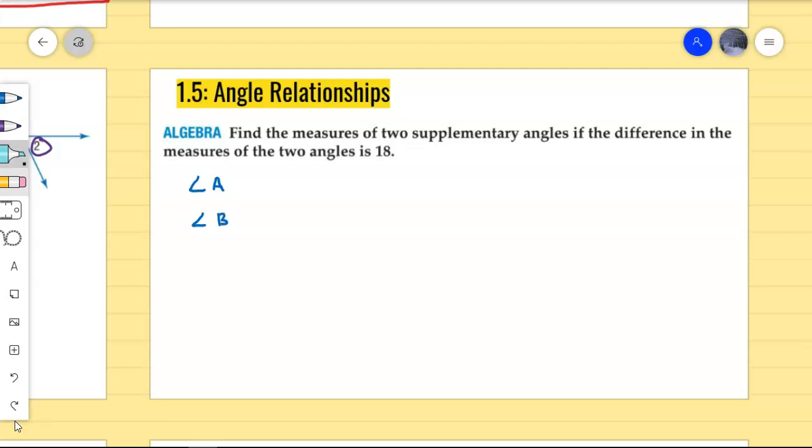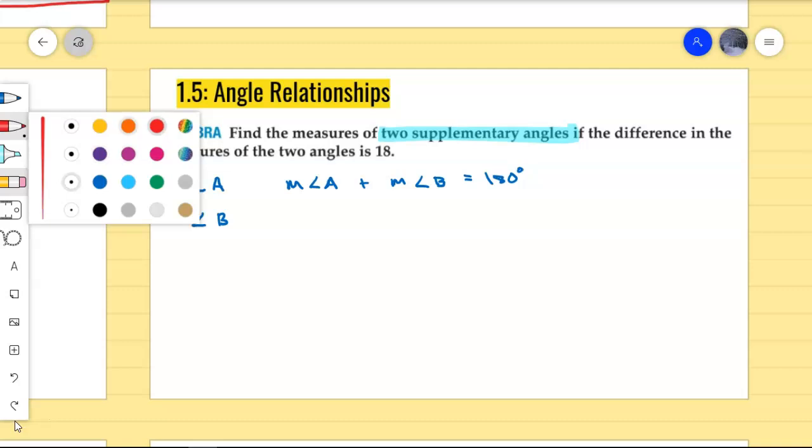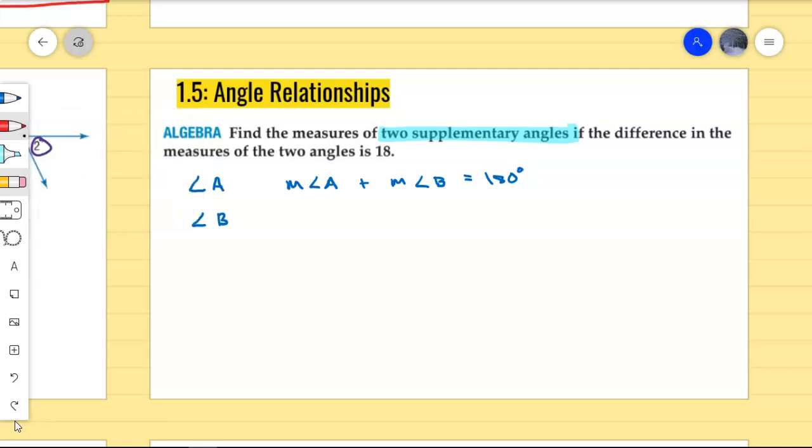Now, if the two angles are being told to us to be supplementary, what did we just learn? Supplementary angles add up to what? The measure of angle A plus the measure of angle B should equal 180 degrees. We understand that. Now, more than that, the question says the difference in the measures of the two angles is 18 degrees. What does the word difference mean in mathematics?